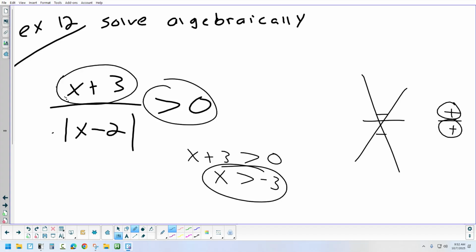So if you put in like negative 2.5, oh, I see what I did wrong. Yeah, you could plug in negative 2.5, negative 2.9, but you can't go to negative 3. So if you pick any number that's greater than negative 3, that will make the top positive. The bottom is already positive, and a positive divided by a positive is always bigger than 0. And that's it. That's how you solve that one.